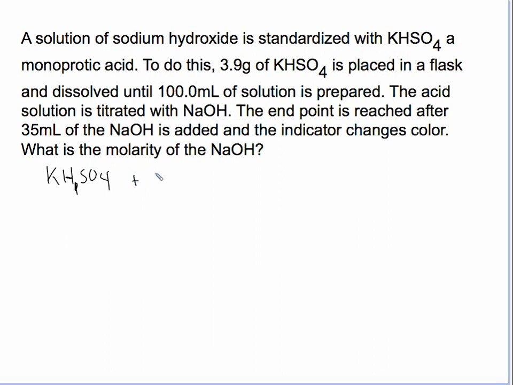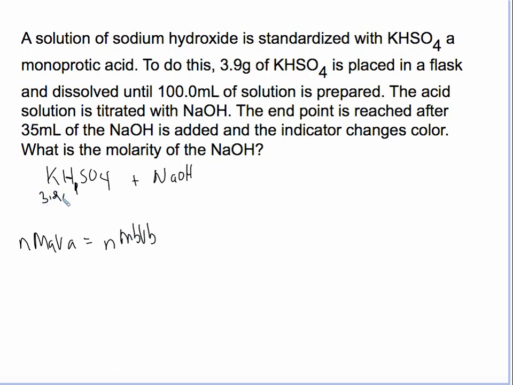That means that the N is 1. Plus NaOH, its N is also 1. Now the thing is, to do the equation, we need to know the N. MAVA equals N MBVB.